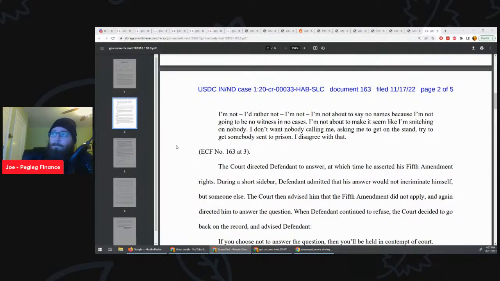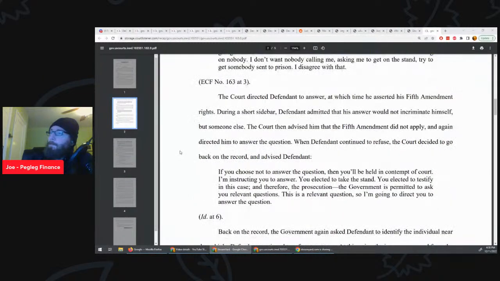Apparently, Mr. Underwood believes in the old adage, snitches get stitches. The court directed defendant to answer, at which time he asserted his Fifth Amendment rights. But the identity of a different person isn't incriminating against yourself, is it? Besides which, you waived your Fifth Amendment rights by choosing to testify.